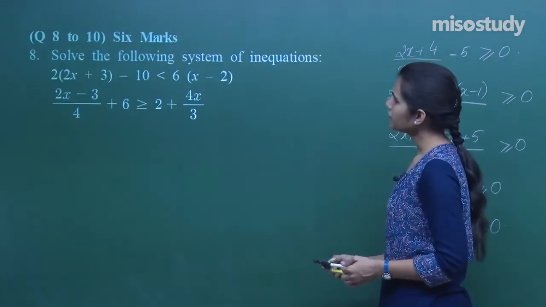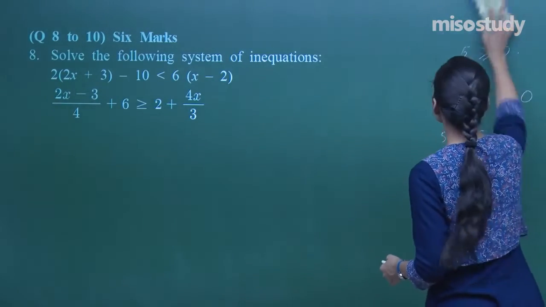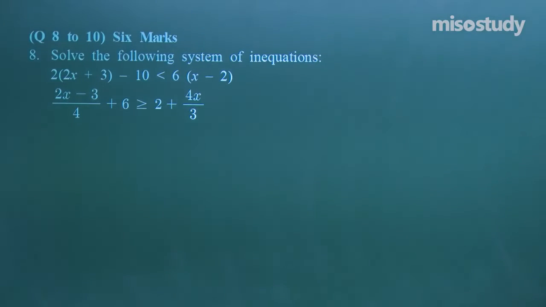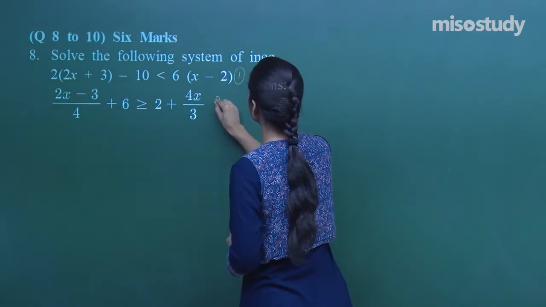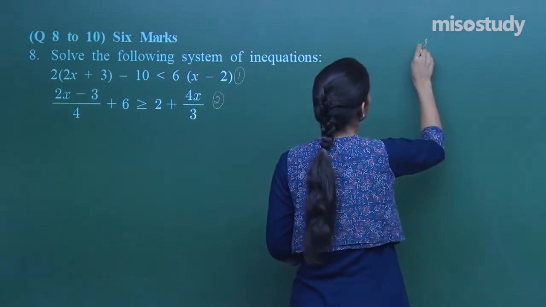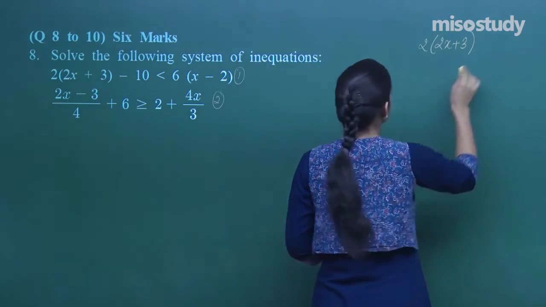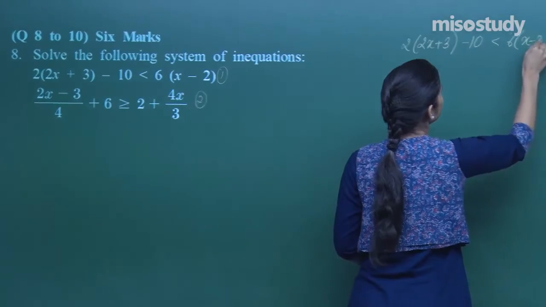Next question we have, solve the following system of inequations. This system is given to us. Let us try and solve this out. Again it's a system, this is 1, this is 2. Twice of 2x plus 3 minus 10 is strictly less than 6 times x minus 2.